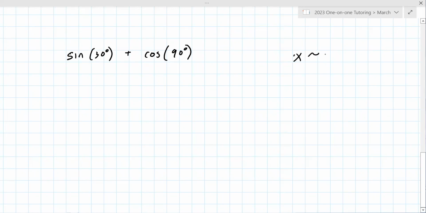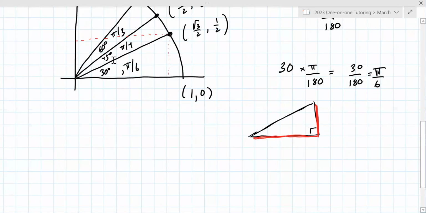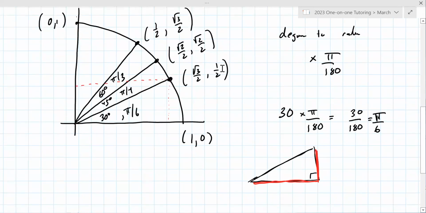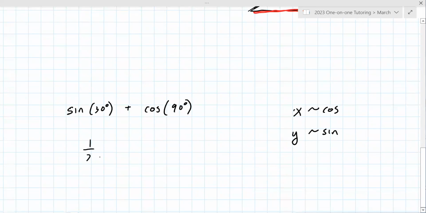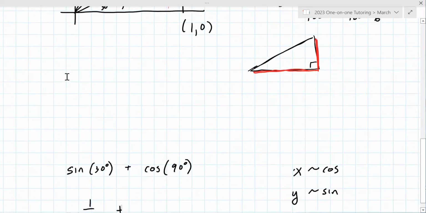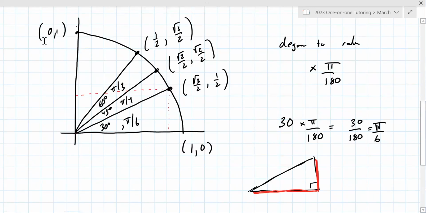So x is the cosine value and y is the sine value at that point. For example, if we go back to our unit circle here, sine of 30 is the y value here. So that would be 1/2. That's where I'm trying to gauge your comfort level with any of this. Cosine of 90 is the x value at this point at the top. What would that be?